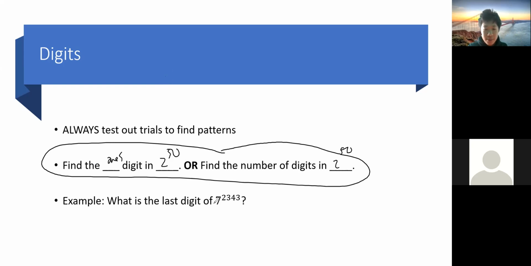So for example, I have this problem here. What's the last digit, or basically the ones digit, of 7 to the 2343? We don't know what that is, but there's probably a pattern that's going to go on. So let's write 7 in the first. What's the last digit?